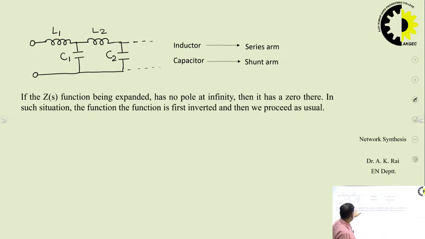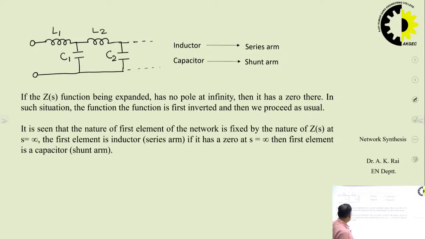If the ZS function being expanded has no pole at infinity, then it has a 0 there, but the method is remove the pole at origin or infinity. So what we will do, if the function has 0 at infinity, we just invert to get the pole at infinity. Did you get my point or not? If the given function has 0 at infinity and we are looking for the pole at infinity, what we will do is just invert and proceed further.